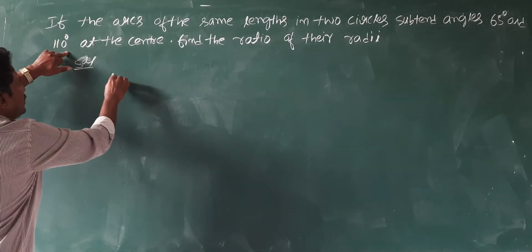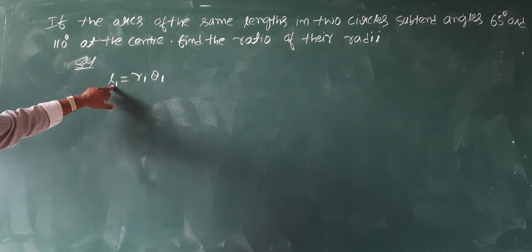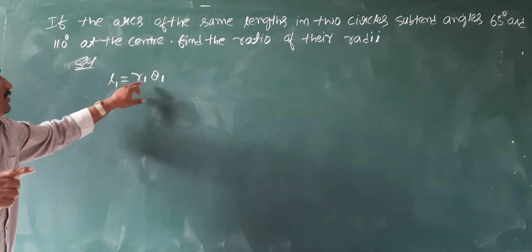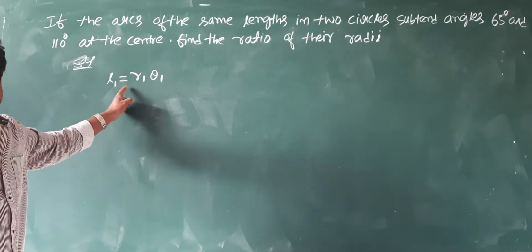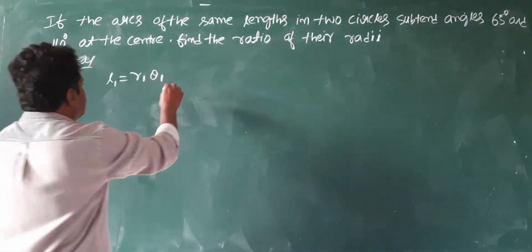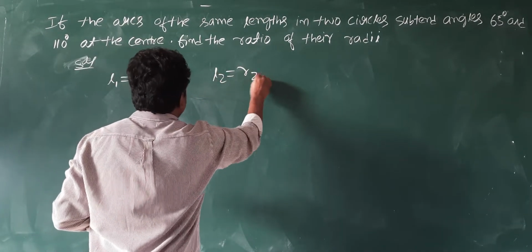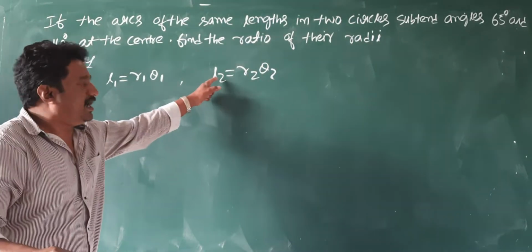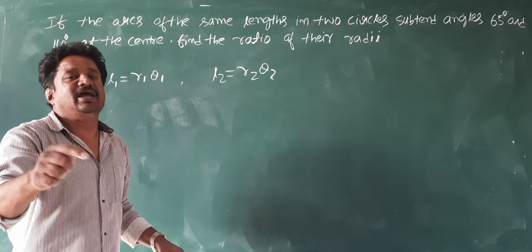For the solution, for the first circle, you take arc length as L1. L1 equals R1 theta 1. This is the arc length of the first circle, radius of the first circle, and angle generated by the arc length for the first circle. For the second circle, you take arc length as L2, radius as R2, and angle generated as theta 2.